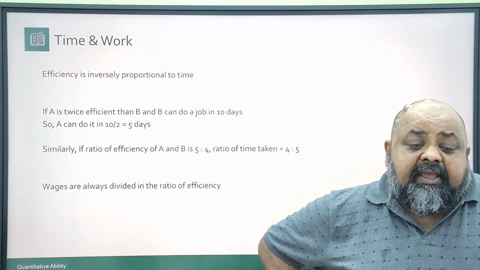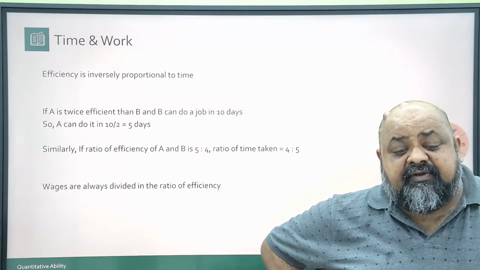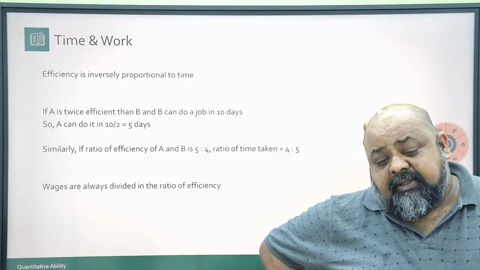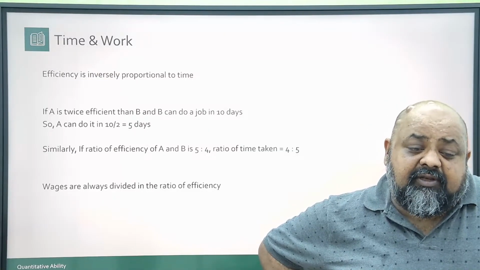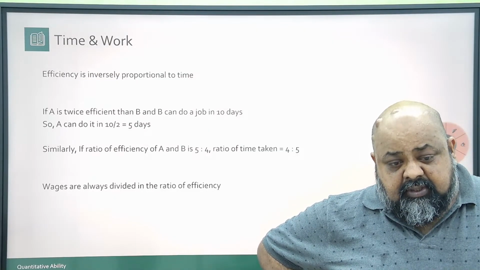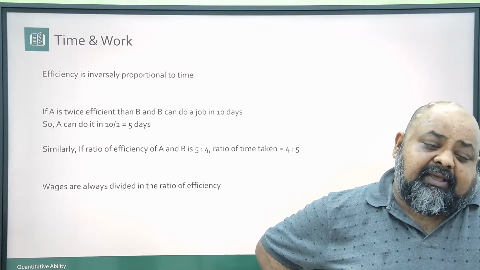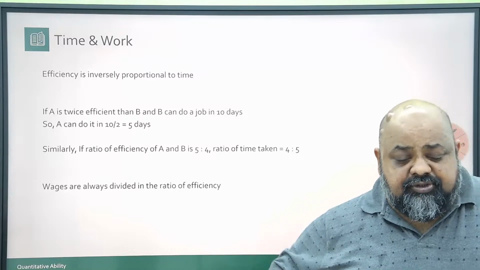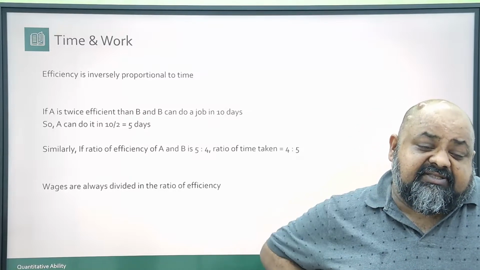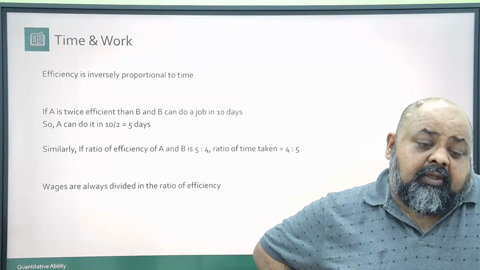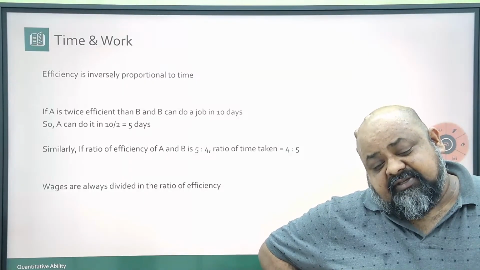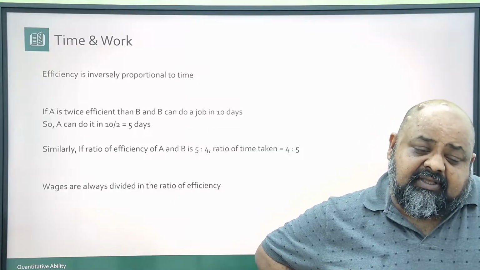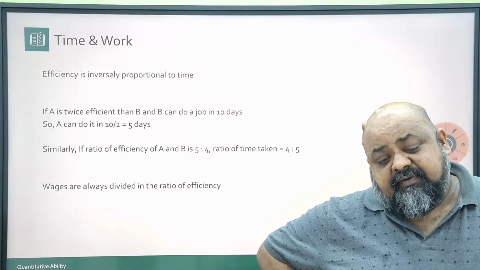10:4. If A and B work for the same duration of time, A worked 5 days, B also worked 5 days, so the work that they do will be in the ratio of their efficiencies, right? Because they work for the same number of days. In that case, the wages will also be distributed amongst A and B in proportion to their efficiency. So efficiency is inversely proportional to time. Wages are directly proportional to efficiency, provided number of days of work is the same for both. Otherwise, wages are distributed in terms of the work that they do.